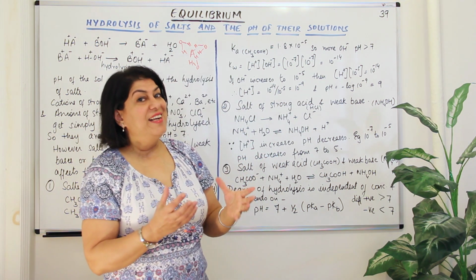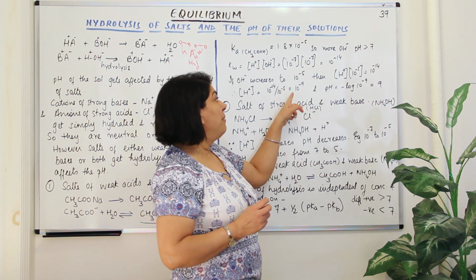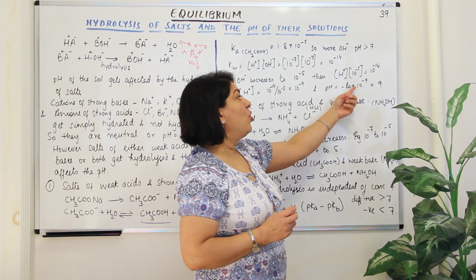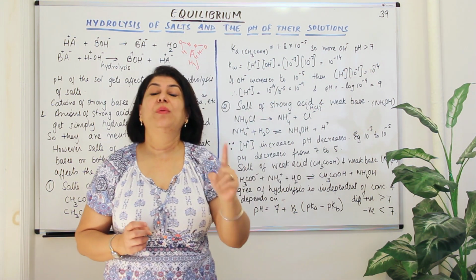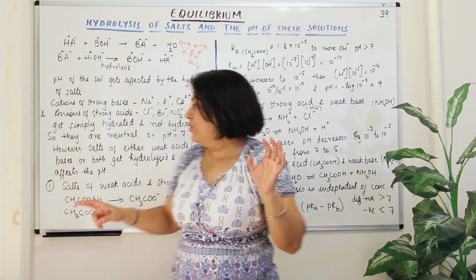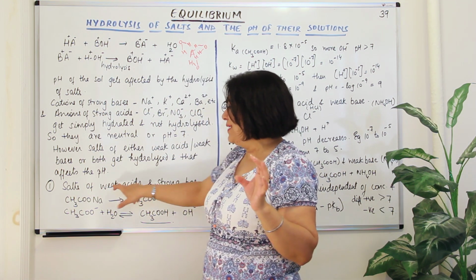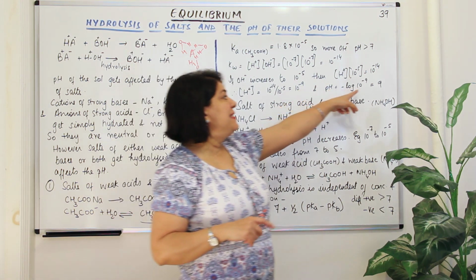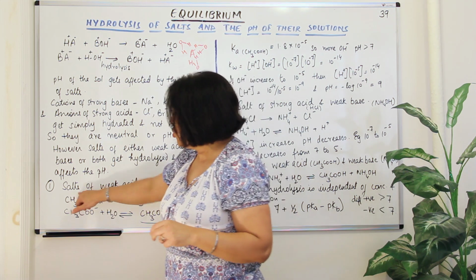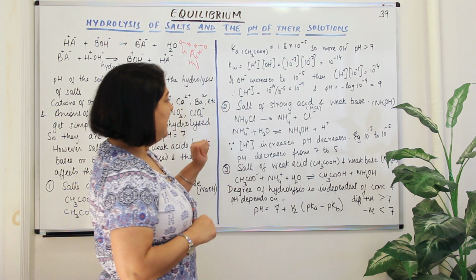Since the hydrogen ion concentration is 10 to the power minus 9, what would pH be? pH is minus log of hydrogen ion concentration. Therefore, pH will be minus log of 10 to the power minus 9, which is equal to 9. So, what happens as a result of this? When you had a salt of a weak acid and a strong base, it results in the increase in pH value. On the other hand, if we had a salt of a strong acid and a weak base, what would happen? That is our second case.